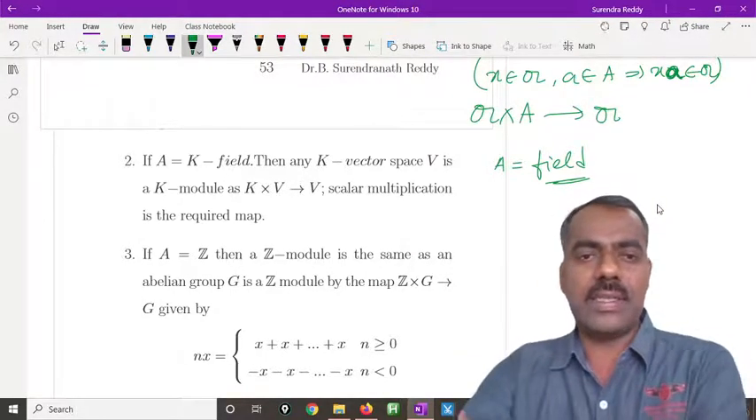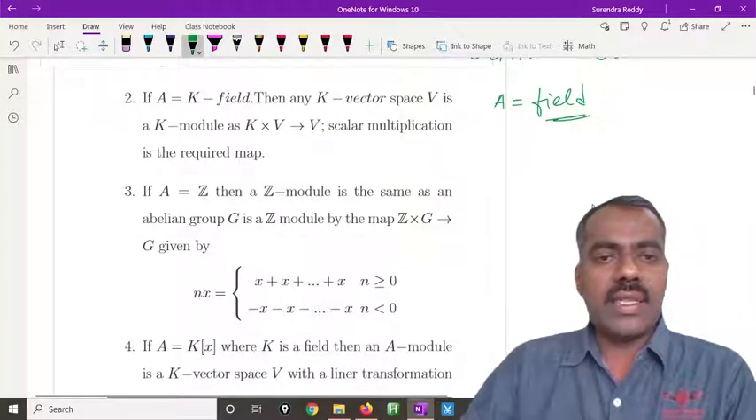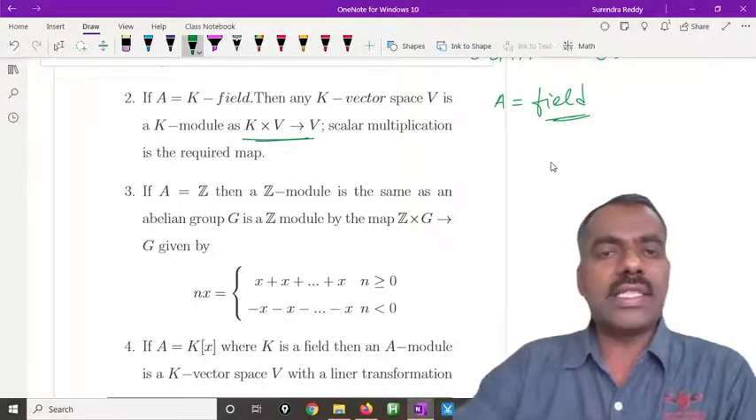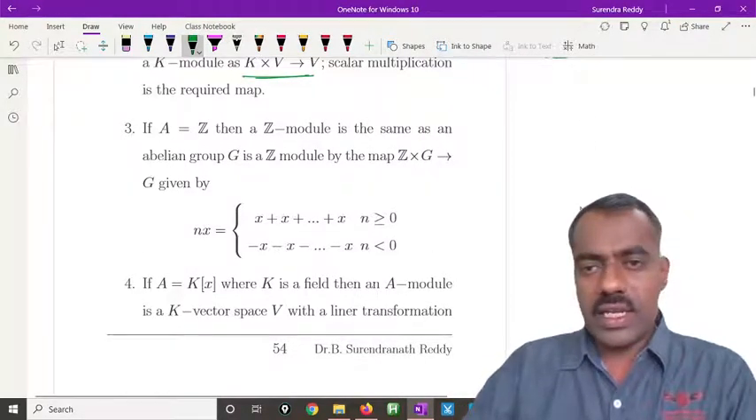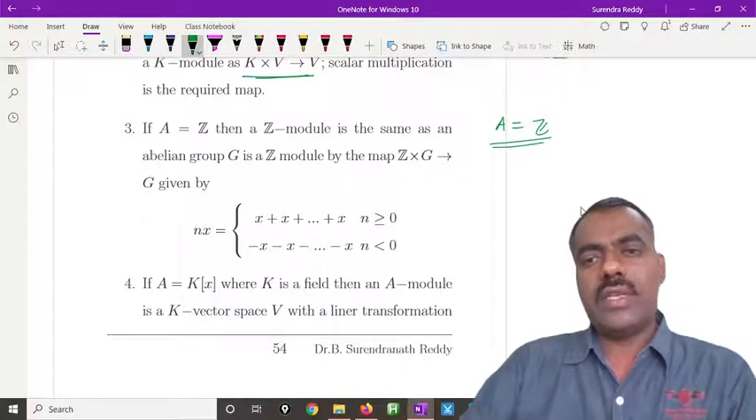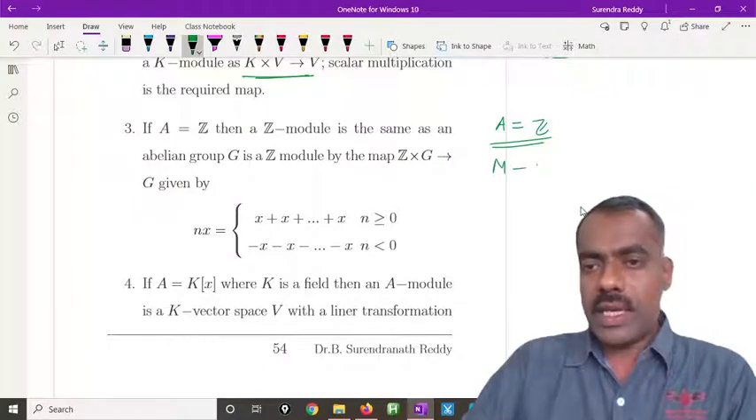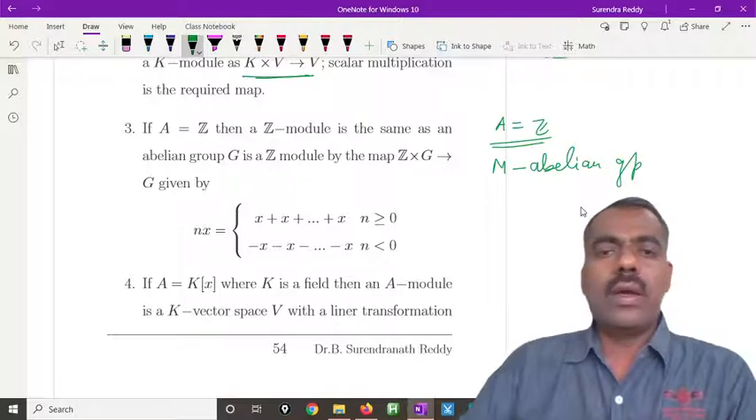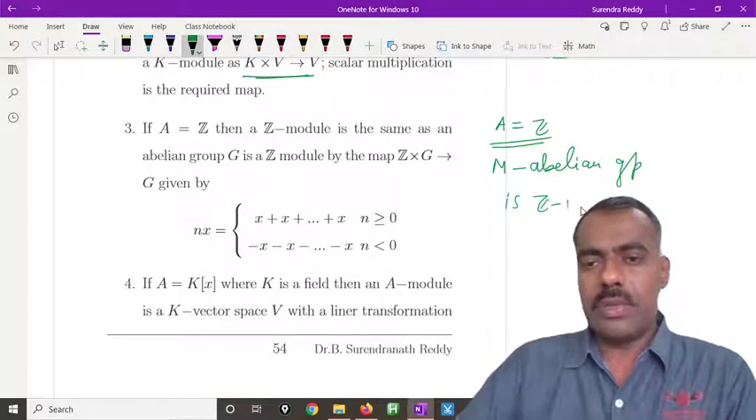That means any vector space is nothing but a k-module, as k cross V to V is simply scalar multiplication. Okay. Now if you take a ring A equal to Z, this is a third example. If you take A equal to Z, then you can see that any abelian group M will become a module over Z. So any abelian group M is a Z-module.